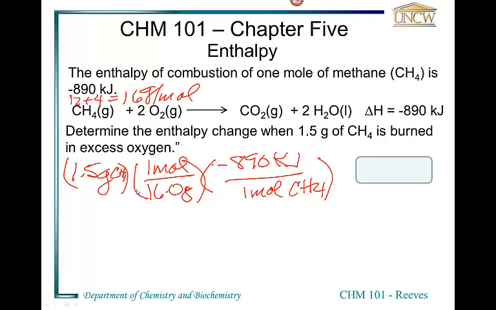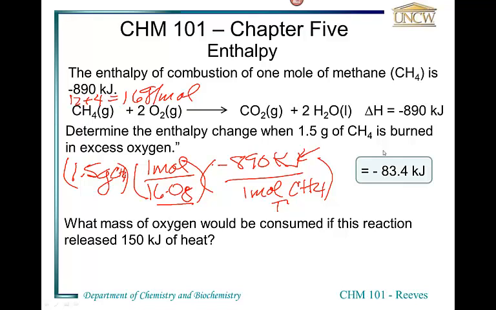So I'm going to change the information from grams of methane into moles of methane by dividing by the molecular weight. And now I can multiply that by the conversion between heat or enthalpy change and amount. And when I do that arithmetic, it turns out that the enthalpy change for a gram and a half is minus 83.4 kilojoules. So the amount you burn determines the amount of heat you get, where the conversion comes directly from the chemical reaction. All right, we can ask another question.